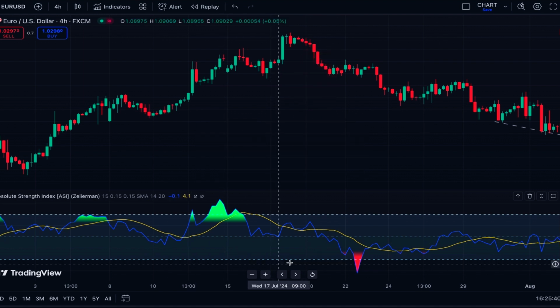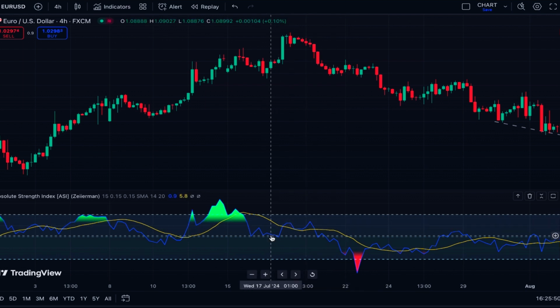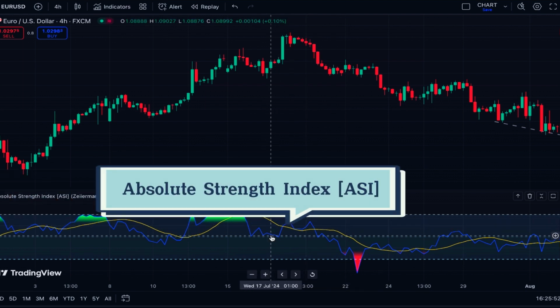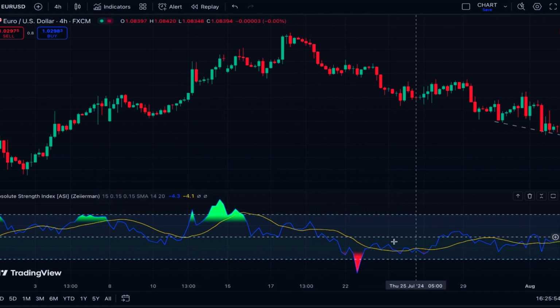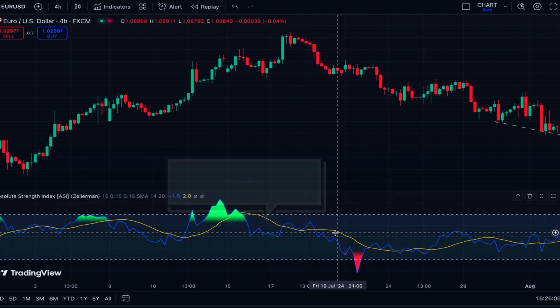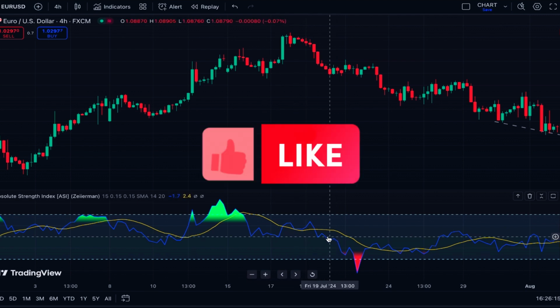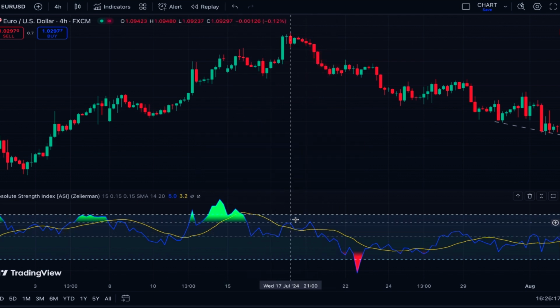Alright, now let's see how we can interpret and use this indicator for trading. This blue line here is ASI, and you can see that it is moving above and below the center line, which is 0. And this yellow line here is a moving average of ASI line with length of 14. The moving average is actually a smoother version of the ASI line. As you can see, it is less noisy compared to ASI line.